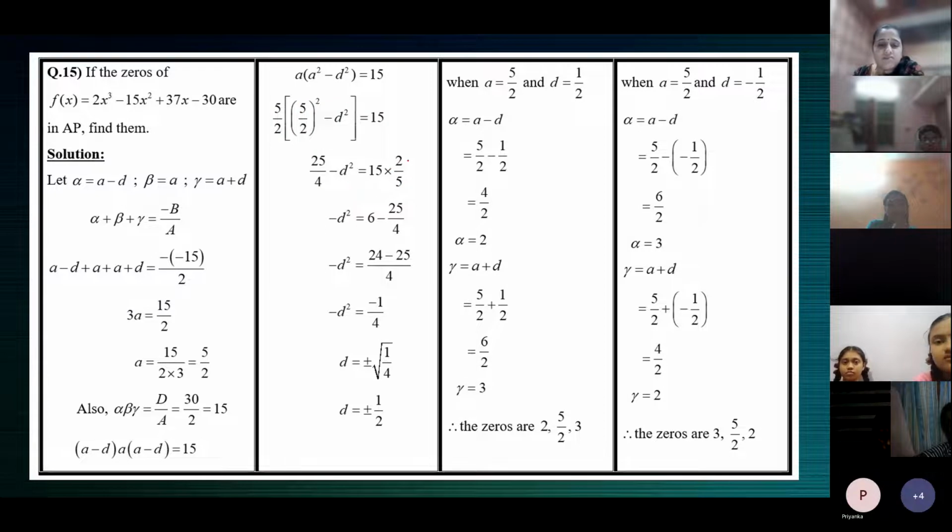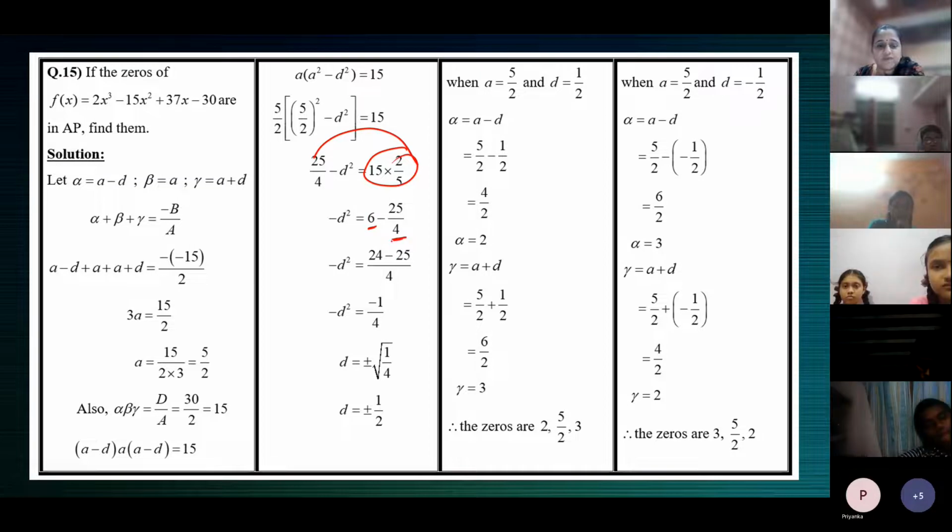All right. So on simplifying this, you get 6. And this is transposed minus 25 by 4. Taking LCM of 6 minus 25 by 4, you get minus d square is equal to minus 1 by 4. Minus on either side gets cancelled. So d is equal to plus or minus the square root of 1 by 4. So d is equal to plus or minus 1 by 2.